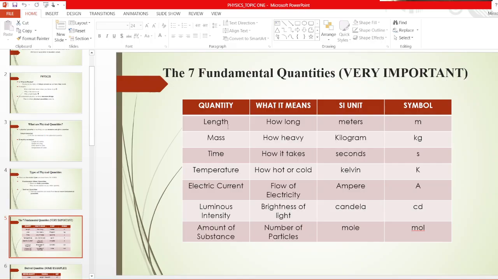Length, meaning how long, and the SI unit for length is what? Meters. And the symbol is M. We have mass.